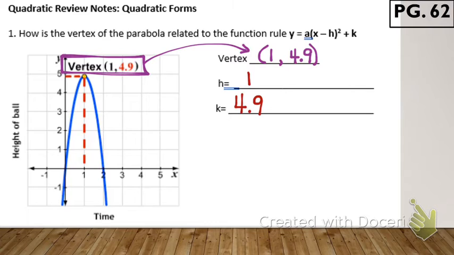If I was going to write an equation of this in vertex form, in case you guys don't remember, y equals a times x minus h squared plus k. That's my vertex form.